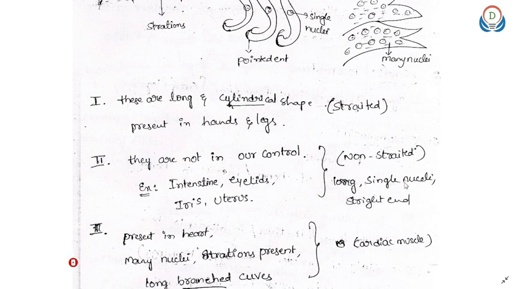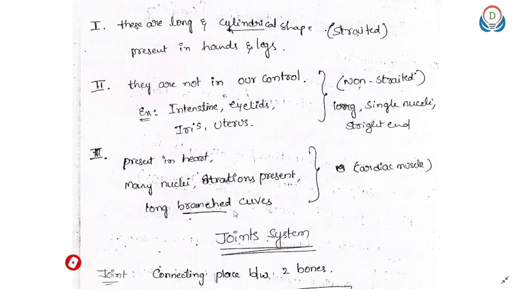In non-striated muscles, only a single nucleus is present and the ends are straight. It is non-striated, also called involuntary muscle and smooth muscle. I didn't mention it here, but these are involuntary muscles and smooth muscles, also known as non-striated muscles. Examples, which are not in our control, are the intestine, eyelids, arteries and uterus.